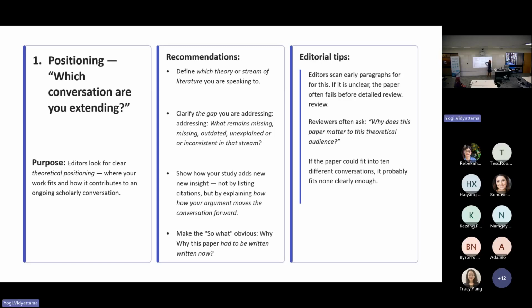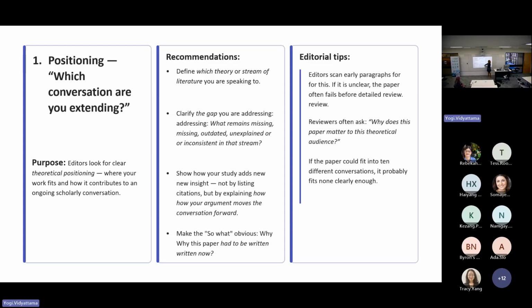Clarify the gap you are addressing. What remains missing, outdated, unexplained, inconsistent. Just saying there's a gap is not enough, right? What is it that you're saying? What is missing? This hasn't been done. This is missing. Outdated, maybe unexplained. And again, I could think of different areas, but this is where it sets your paper apart from whatever is there.